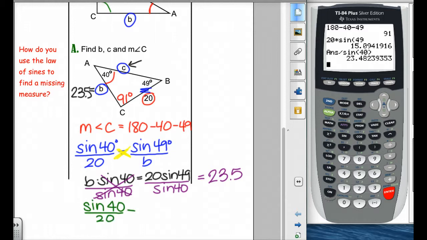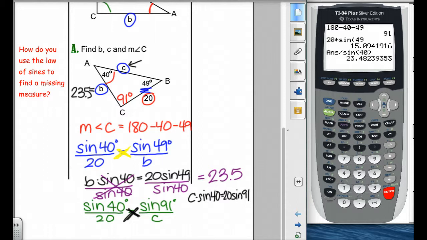But now I need to take angle C, which is 91 degrees, so the sine of 91 degrees over C because I don't know what it is. So when I go ahead and cross multiply here, now I get C times the sine of 40 is equal to 20 times the sine of 91.